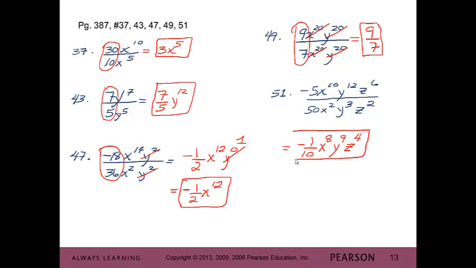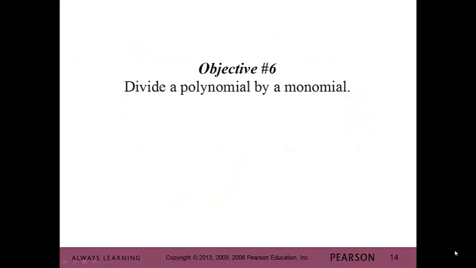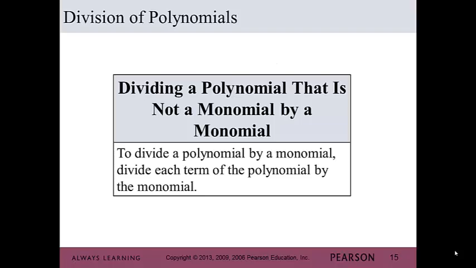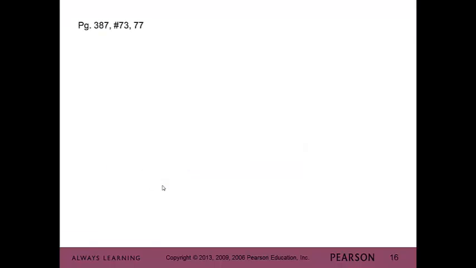Last objective is dividing a polynomial by a monomial. So when you divide a polynomial by a monomial, you're going to divide each term of the polynomial by the monomial. So make sure you divide each term of the polynomial by the monomial. We're going to look at the last two problems, so number 73 and then number 77.